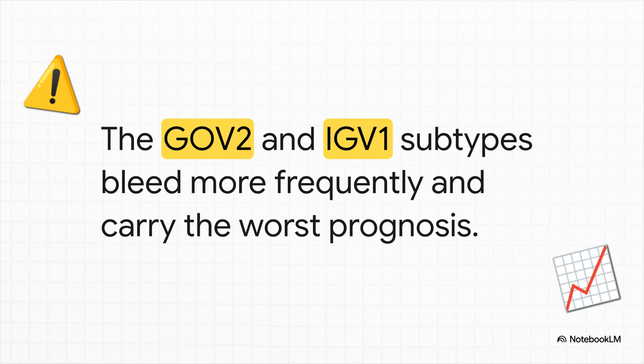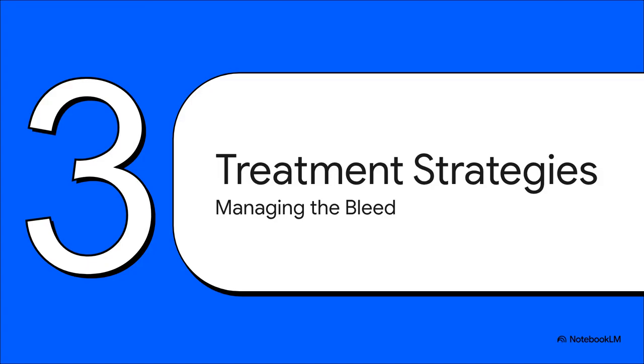It's the GOV2 and IGV1 types. These are the ones located up in the gastric fundus, and they are notorious for bleeding more often and carrying the worst prognosis. These are the ones you absolutely have to respect. And that brings us right to the heart of it all: treatment. Let's break down how to manage these, from the acute bleed to preventing it from ever happening again.